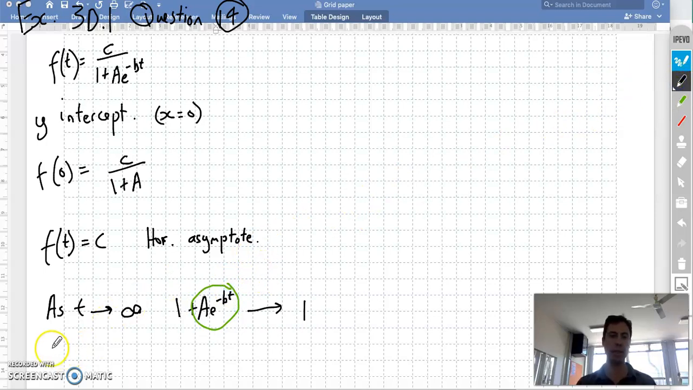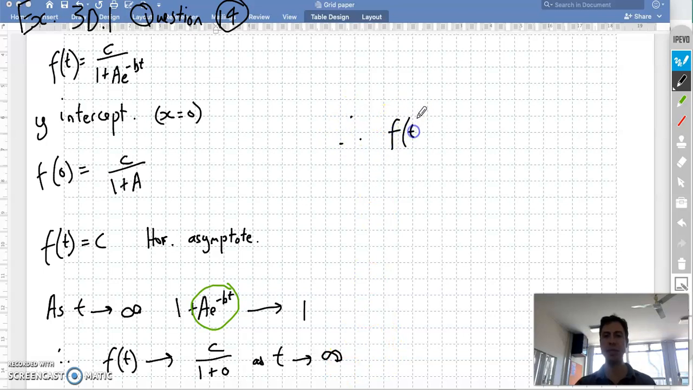Therefore, inside the function, f of t will tend towards c on 1 plus 0 as t tends towards very large values, and therefore, up here, f of t tends towards c, because c divided by 1 is just c. And that is our horizontal asymptote.